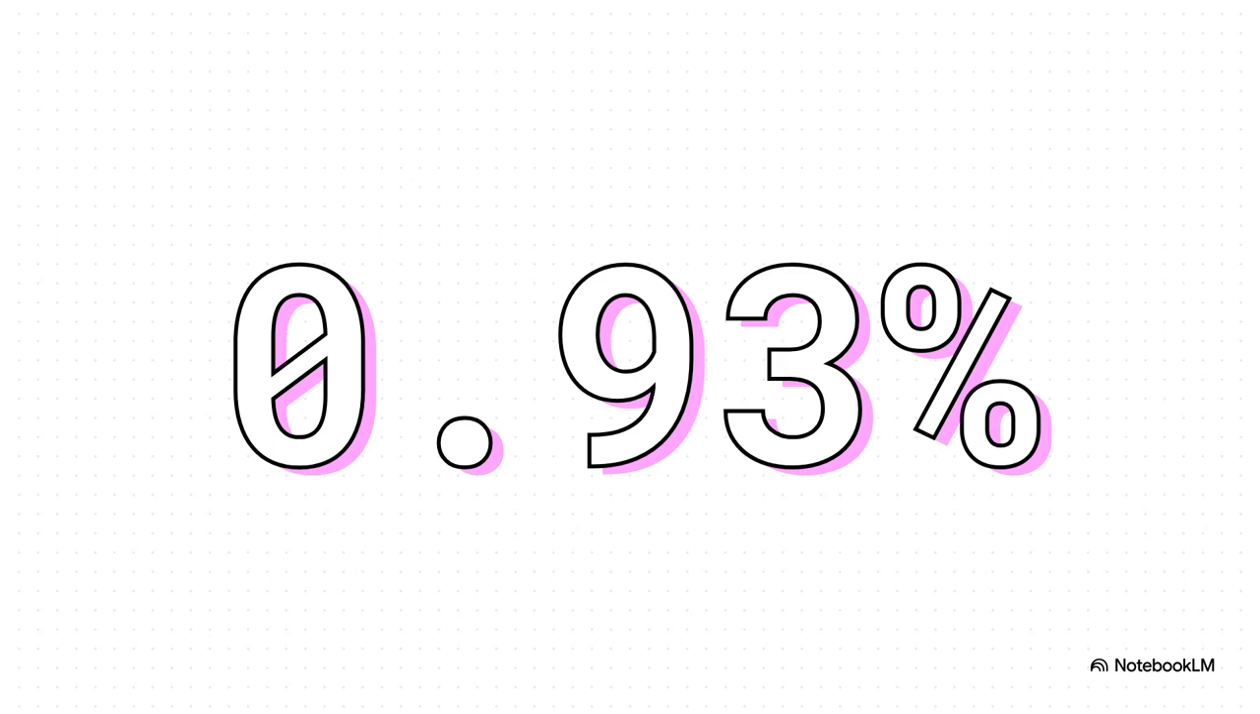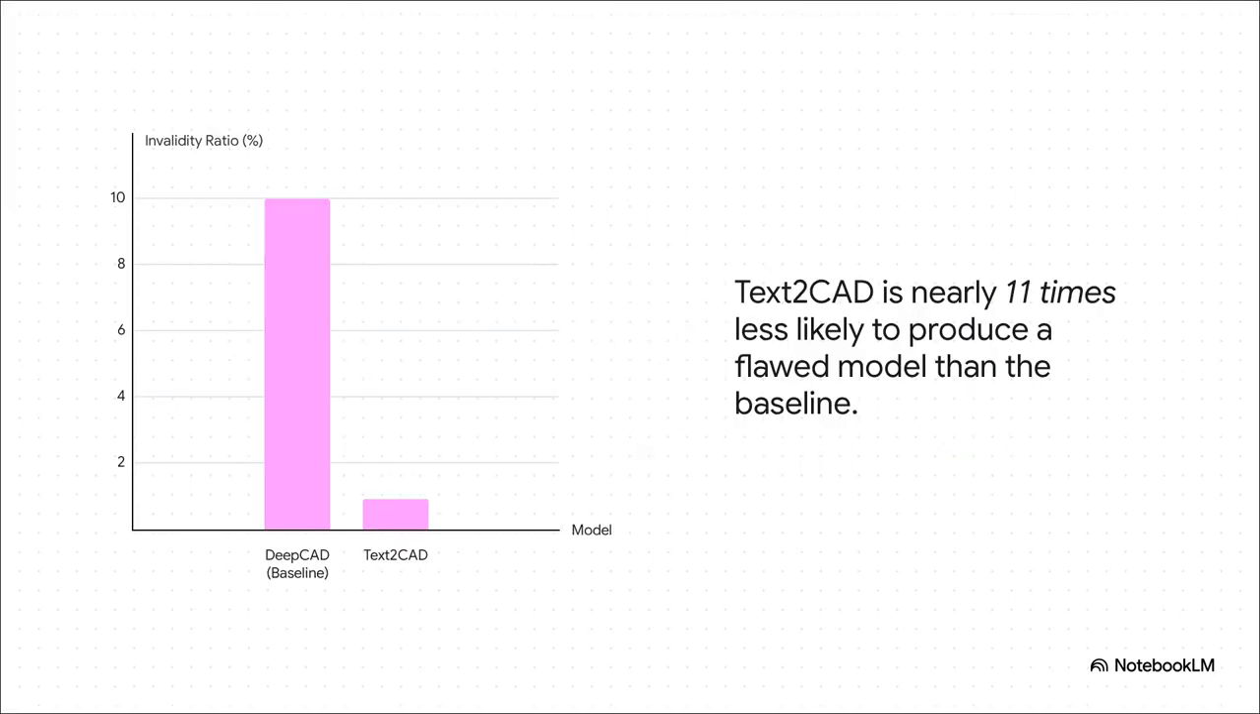The first and most critical test is about reliability. How often does Text-to-CAD mess up and generate a flawed, unusable model? Well, the answer is almost never. Less than 1% of the time. And to put that number into perspective, a previous model called DeepCAD failed a full 10% of the time. That means Text-to-CAD is nearly 11 times more reliable. That isn't just an improvement, it's a massive leap forward.